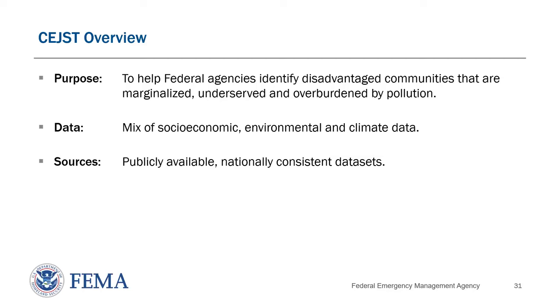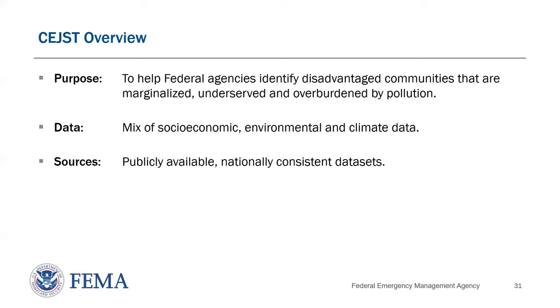These are the communities that are then deemed disadvantaged because they are overburdened and underserved. CJEST was developed for federal agencies, and federal agencies were directed to use this tool to help identify disadvantaged communities that will benefit from programs included in the Justice 40 initiative. So going back to what Shubha had shared before, it is a tool to aid in the distributional benefits. It's a distributional equity tool because it identifies disadvantaged communities, and then federal agencies are directed to use this tool to direct benefits to these disadvantaged areas as part of the Justice 40 initiative.